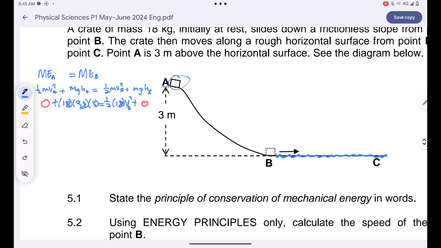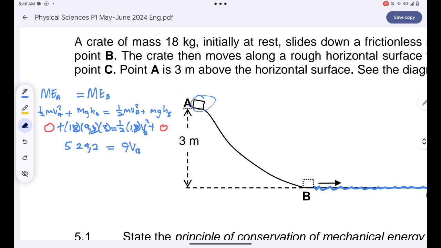Then all I have to do is calculate. On the left-hand side, 18 multiplied by 9.8 multiplied by 3 will give me 529.2. On the other side, 1/2 multiplied by 18 gives me 9, so I get 9 multiplied by v squared. If I divide both sides by 9, I get 58.8 equal to the velocity at B squared.